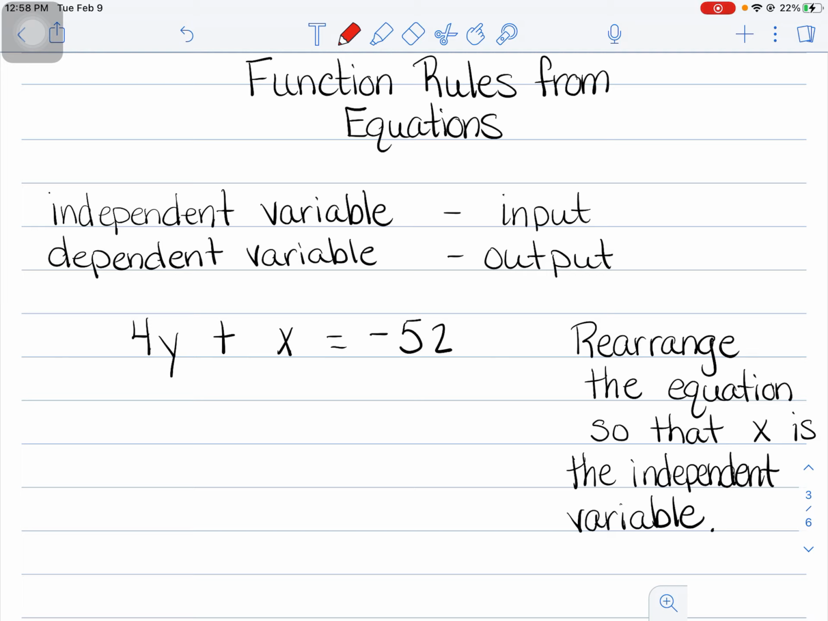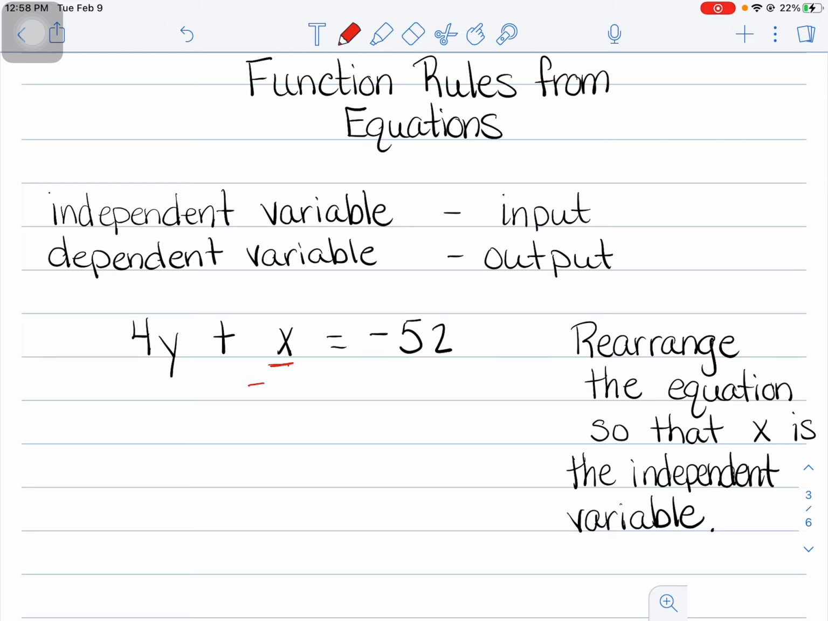And when they ask you to rearrange it for whatever variable is independent, that means that variable has to be within the rule. So for example, this one, if we want the x to be independent, it has to be the part in the rule. We think about it as f of x equals whatever our rule is, or y equals whatever our rule is. So we want to manipulate this one so x is in the rule, or independent.